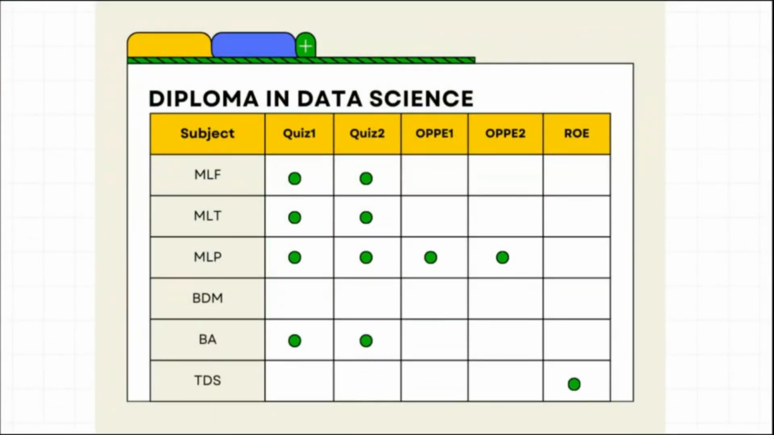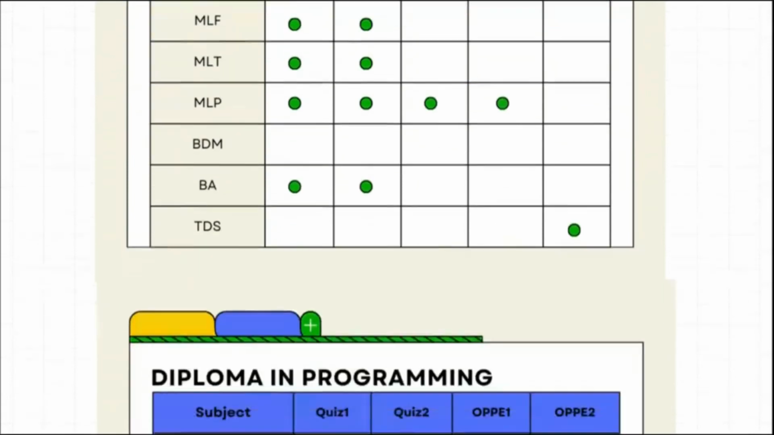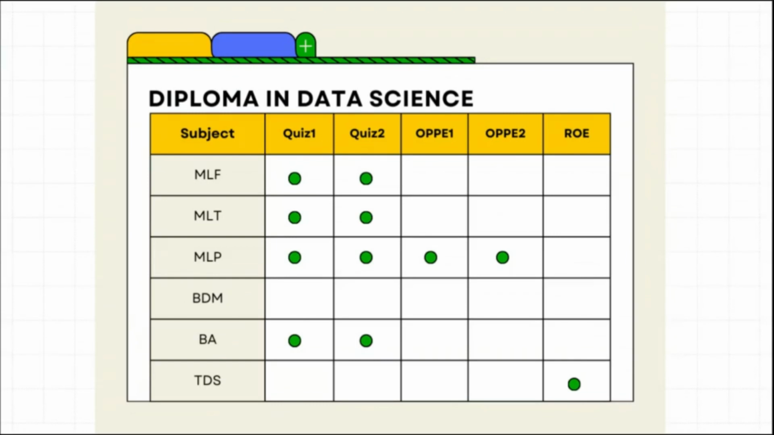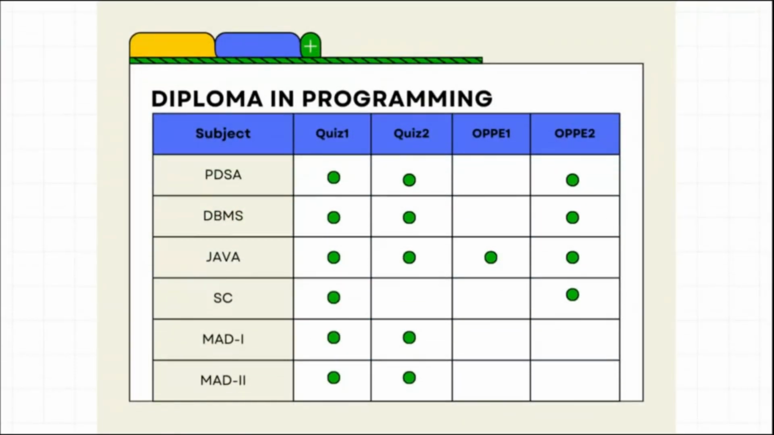Now, talking about the OPPs and quizzes, you'll see that BDM has neither quizzes nor OPPs, only end term and assignments. For other courses, there is one particular course called TDS for which there is an ROE. It has an open internet exam, which means that there is no proctor, no one is there to see whether you are cheating or not. It is by definition an open internet exam, which means you can use any resource from the internet. For others, you can pause this video and take the screenshot. Similarly, here is a chart for the programming level courses, programming diploma courses.